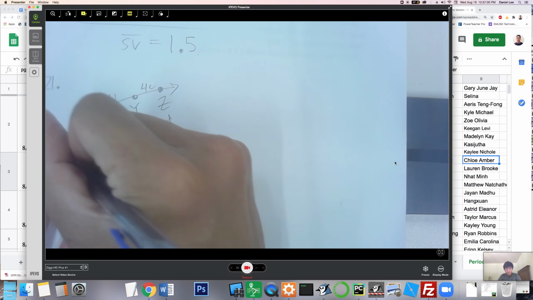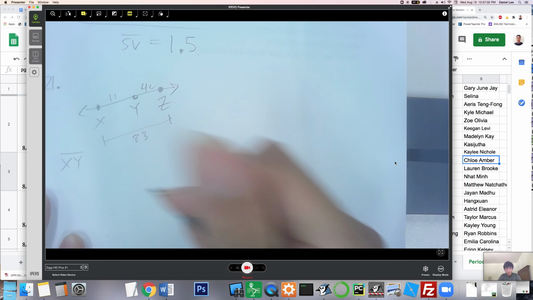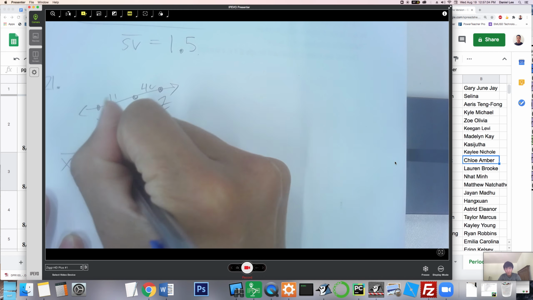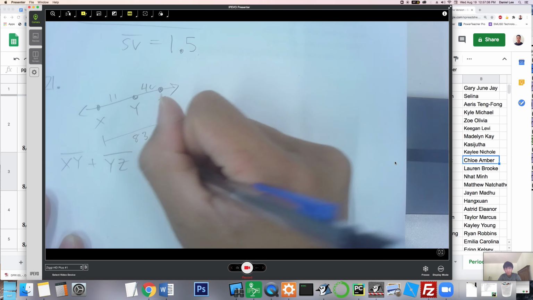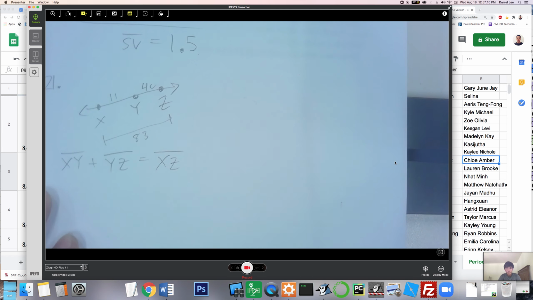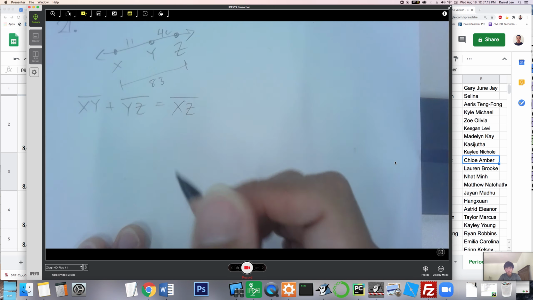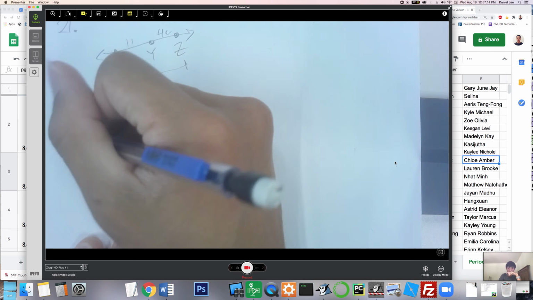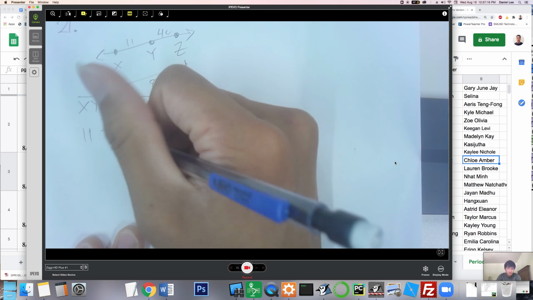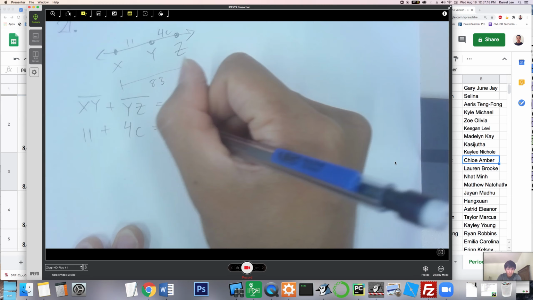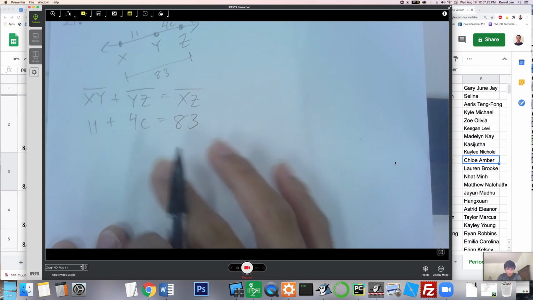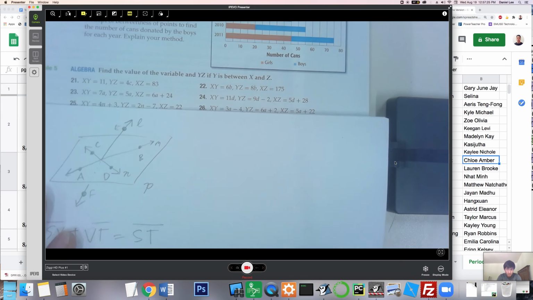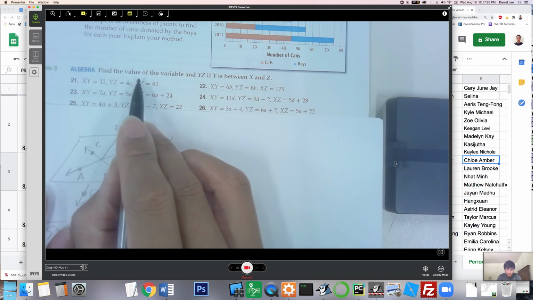So it's xy plus yz, this segment here, is equal to the entire thing, so xz. Okay, now that we've got our equation set up, we can plug everything in. So 11 goes here, plus 4c goes here, and then we have 83 on the far end. And now we can solve for c, because that's what the question is asking for. It's saying find the value of the variable.